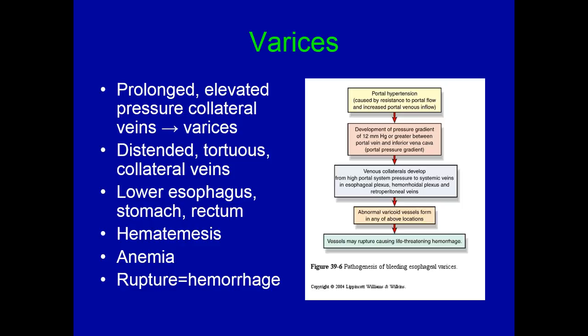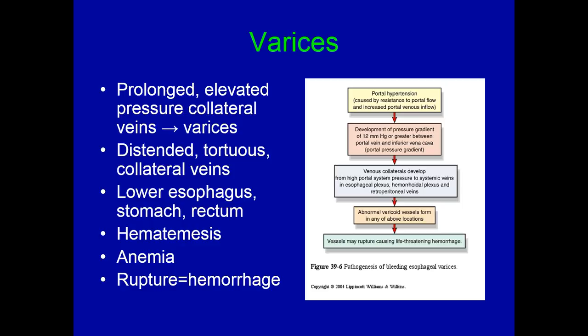Oh, maybe it is here and I just got ahead of myself. So varices, we get that prolonged elevated pressure in the collateral veins, the veins around the esophagus and other areas. So here they are: the lower esophagus, stomach, and rectum. Here's where I'm really worried, although stomach too, because that can cause upper GI bleeding.